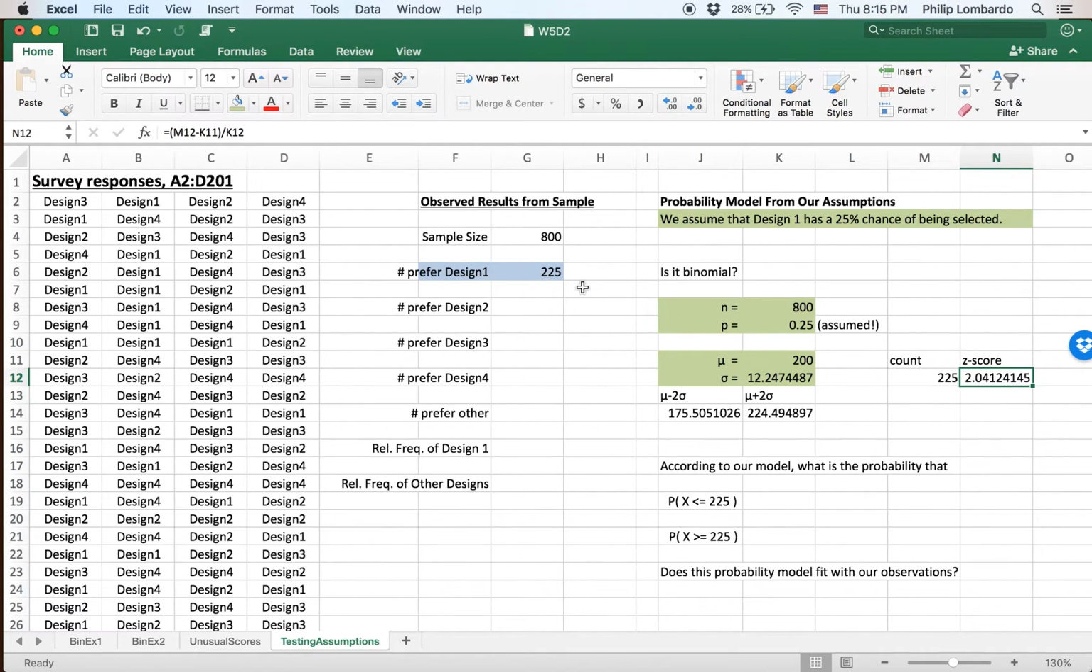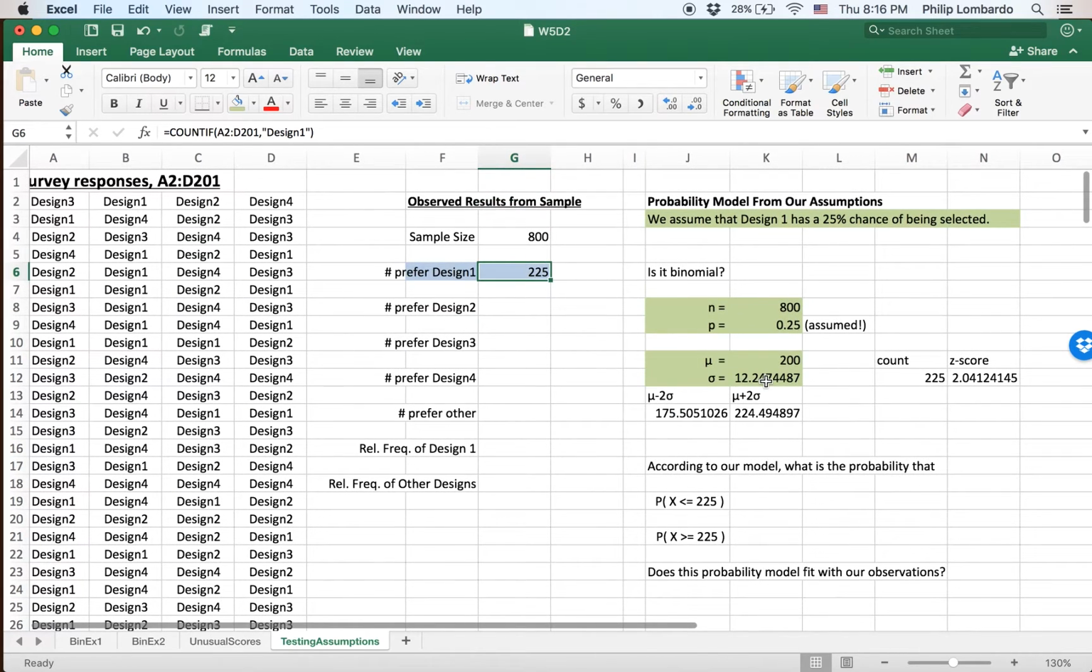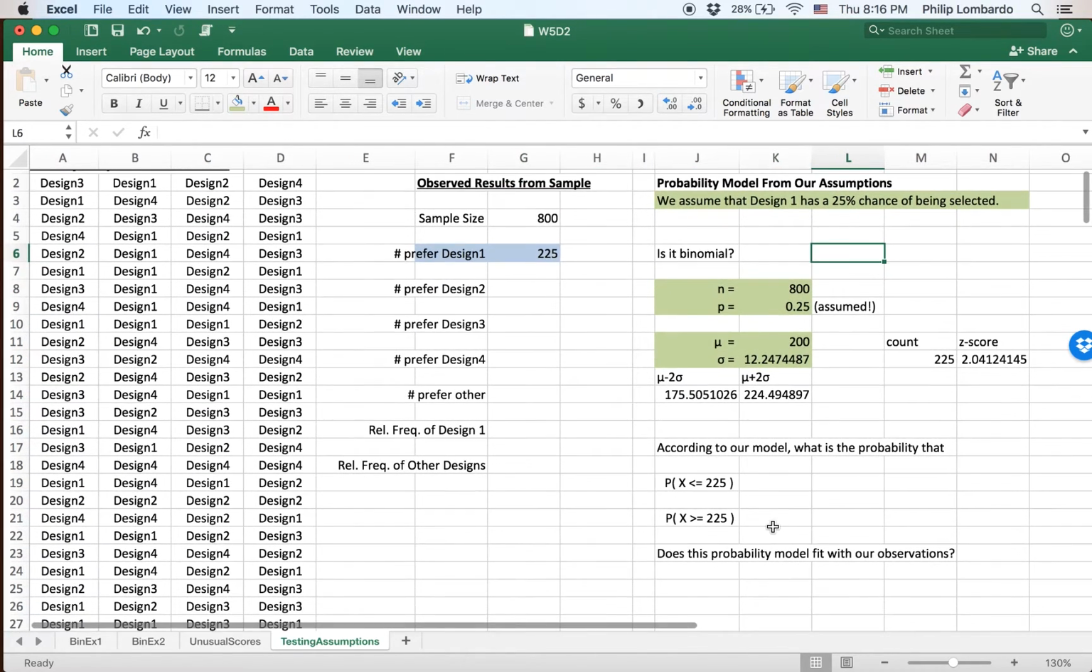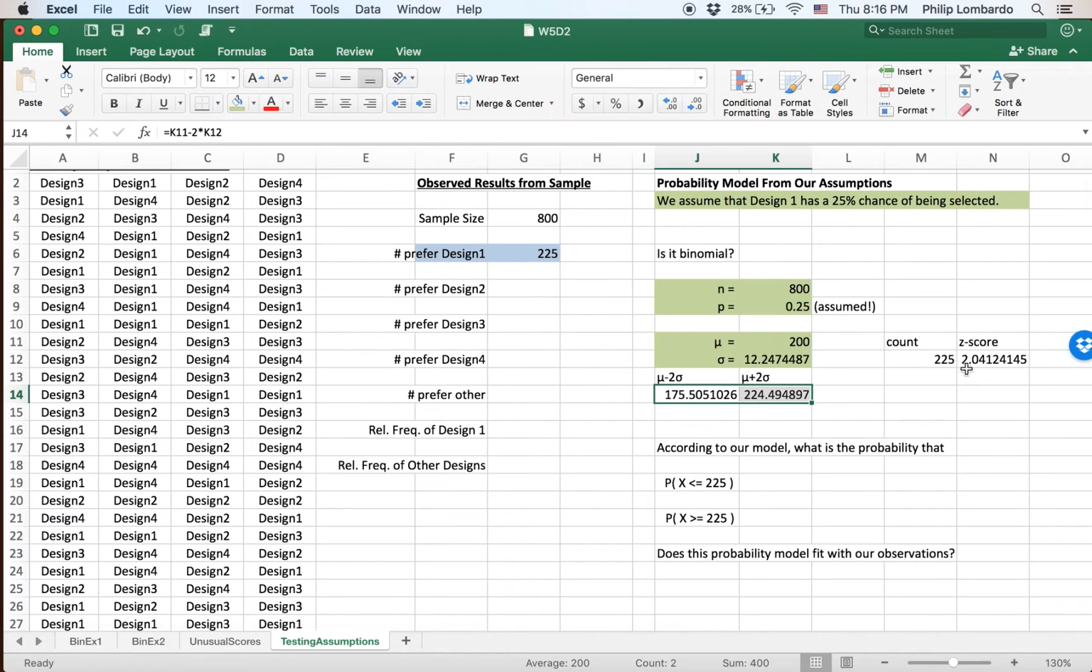So that provides evidence that the count we're getting in our sample is refuting his claim that only 25% would prefer design 1. It seems like more would prefer design 1 based on our sample. Okay. Now the last approach, so this is the usual range of values. This is our z-score anomaly analysis approach. The last is where we start taking a look at counts in terms of their definition as being unusually high or unusually low.